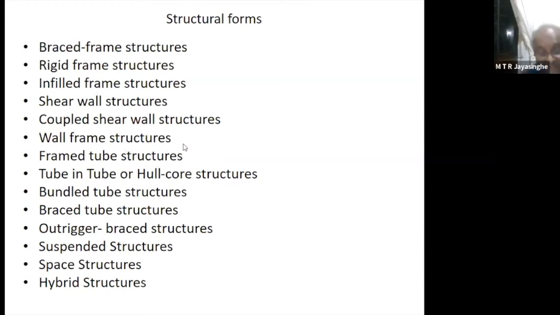Wall frame structures, that is the interaction between strong walls and strong frames. So you make the frame strong, the wall strong, then you get a strong interaction between these two. And the behavior of the building is not a cantilever mode, not the shear mode, but a combination of cantilever and shear, where the cantilever mode dominates at the bottom, where the deformation is zero, the rotation is zero. And at the top, the building bends back, and that is due to shear mode.